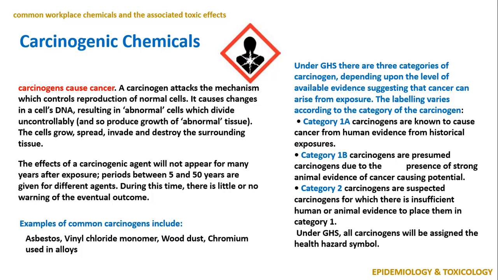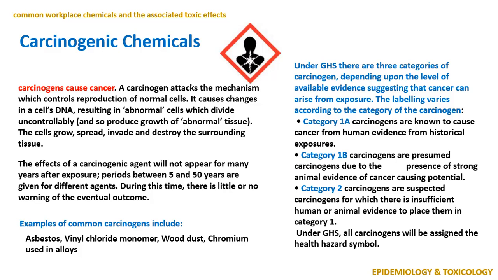The effect of a carcinogenic agent will not appear for many years after exposure. Periods between 5 and 50 years are given for different agents. During this time, there is little or no warning of the eventual outcome. Examples of carcinogens include asbestos, vinyl chloride monomer, wood dust, and chromium used in alloys.